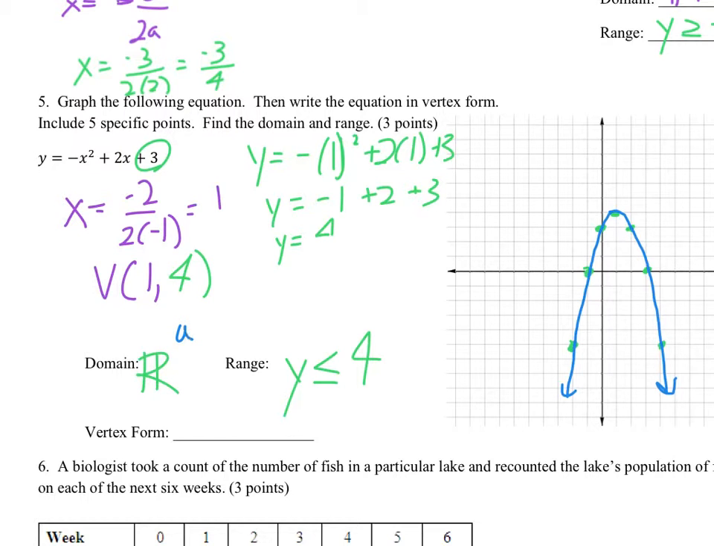And I have all the information I need for my vertex form. I know the vertex. I know a is negative 1. So vertex form, y would equal negative 1 times x minus 1 squared. Don't forget the squaring. I've seen people do that plenty of times. And then plus 4, because that's the k value. That answers all of those questions.